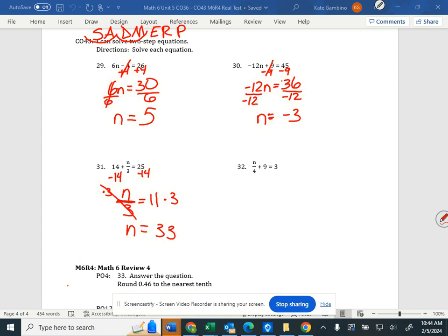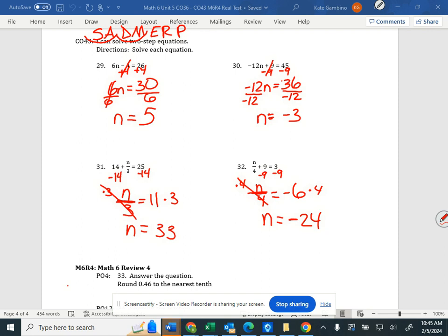And here, plus 9, I want to subtract 9. So I have my n over 4 and 3 minus 9 is negative 6. Multiply each side by 4 because I was dividing by 4. Negative 6 times a positive 4. Negative times a positive is a negative. So the answer is negative 24.